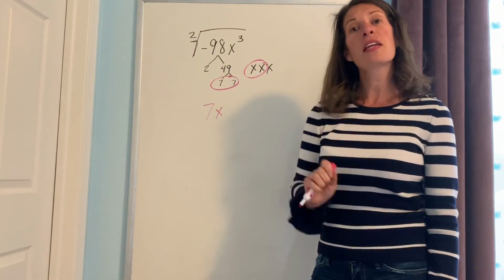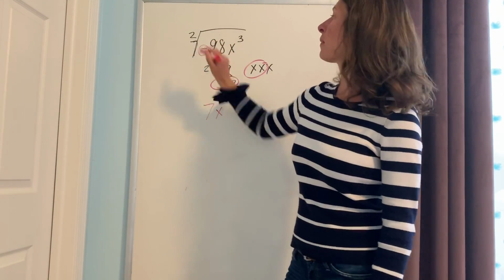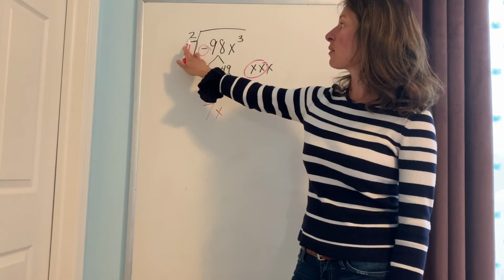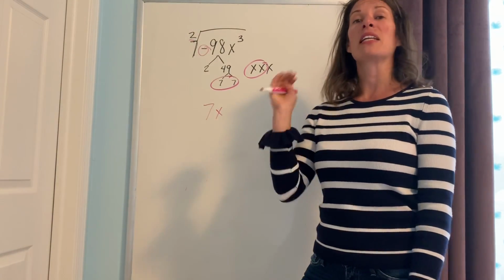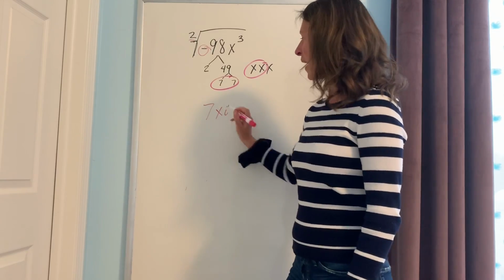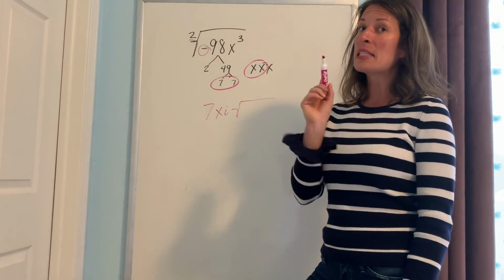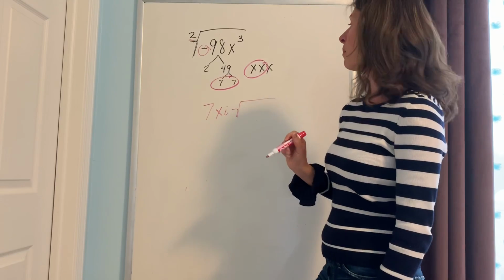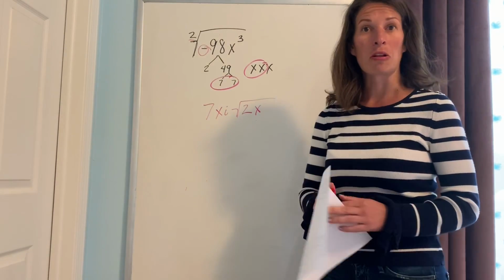Now the other thing that I have to look at is this is a negative number. And this right here is an even index. Remember, whenever we have an even index, it becomes imaginary. So I put my i there, and then I put everything else that I did not circle inside my square root. So I have a 2 and an x that I didn't circle.